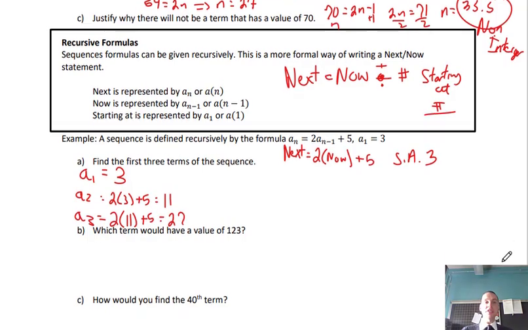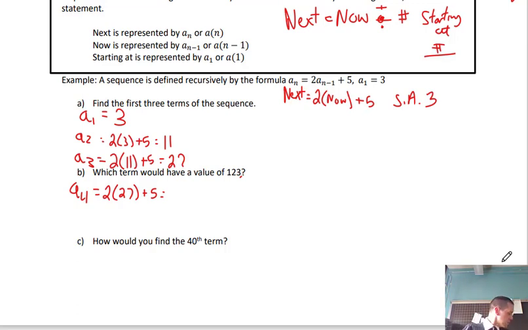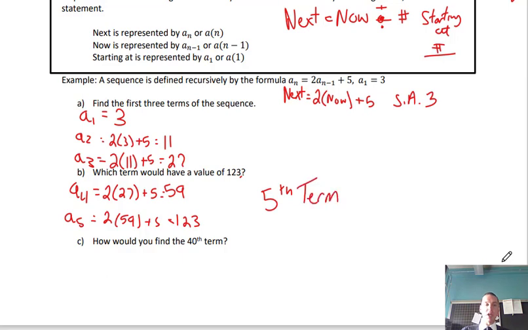You're going to see why recursive formulas are not as nice as explicit. It says which term would have a value of 123. The only way to do recursive is to do them all out. So I know a sub 3, now I need to find a sub 4. 2 times 27 plus 5, which equals 59. A sub 5, 2 times 59 plus 5, which we are lucky enough does equal 123. So it's the fifth term. But there's no easy way to find that. You have to continue doing it out.